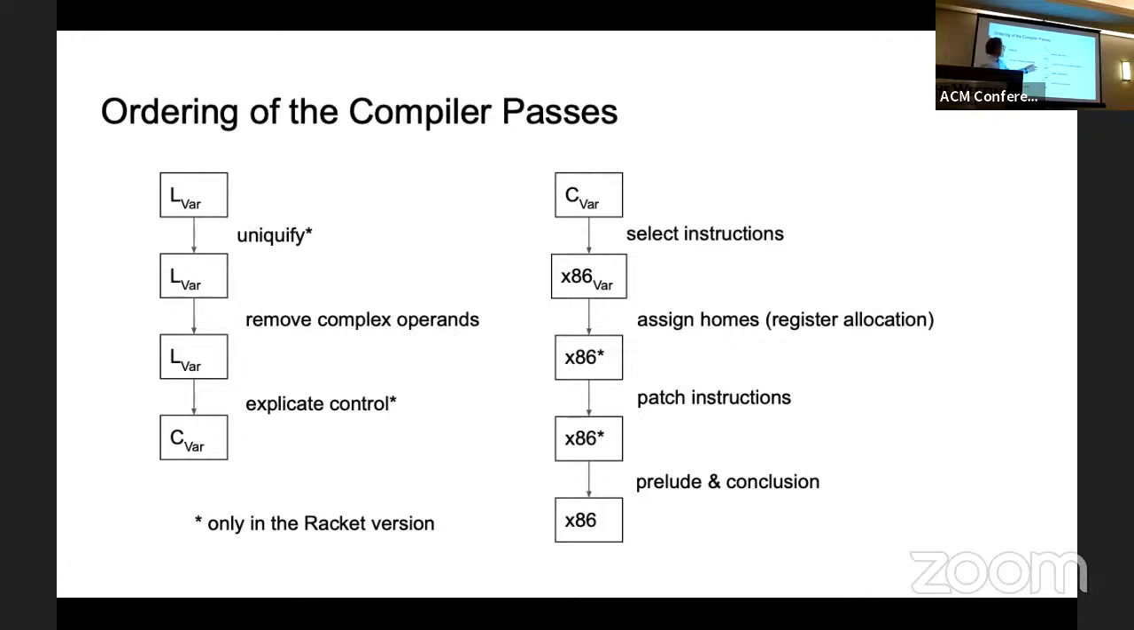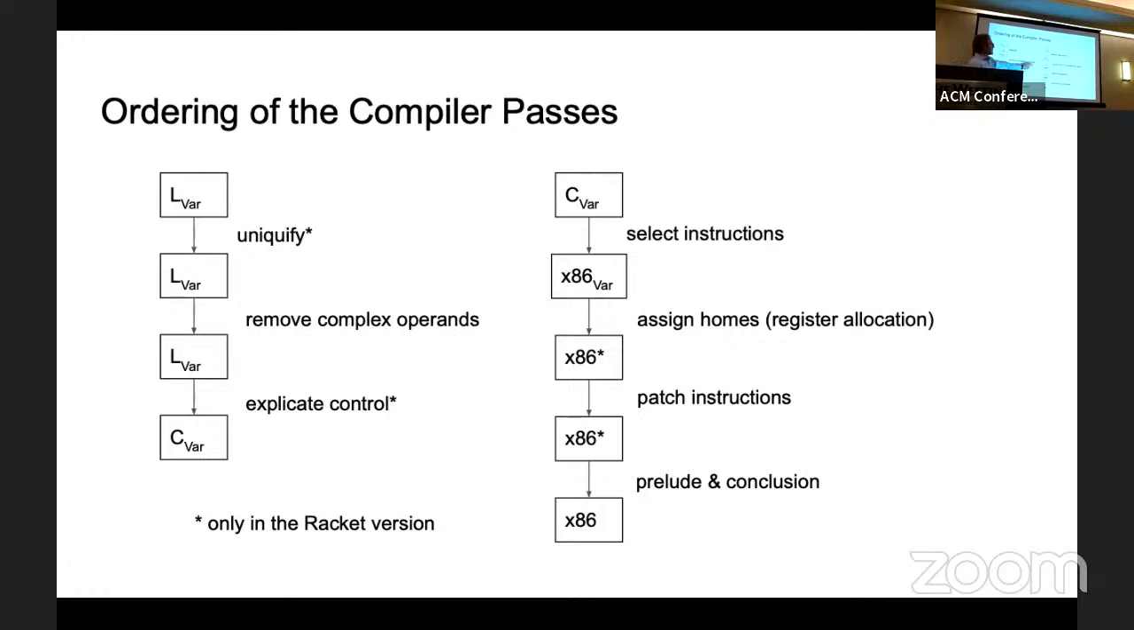So, for example, remove complex operands introduces a lot of temporary variables. And then, down here, assign homes gets rid of all those variables. If you were to try to do that first, and then do remove complex, you'd all of a sudden have a whole bunch more variables to deal with, and you'd have to do assign homes again. So obviously that would not make sense. So sometimes there's definite reasons to do one thing in front of the other, though there are some places where it's more tricky.